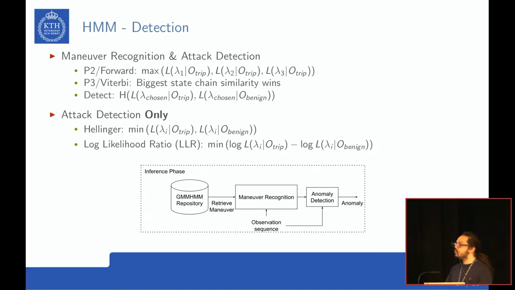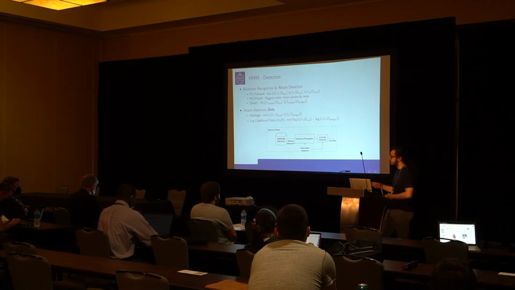So we can do a maneuver recognition, and then based on this, make an attack detection, or we can go straight to an attack detection and implicitly detect which maneuver we are doing. The first two solutions in the first approach correspond to problem 2 or problem 3 from the second to previous slide.